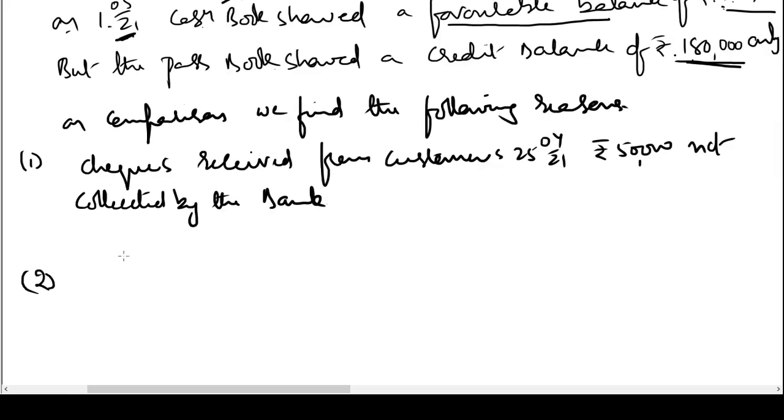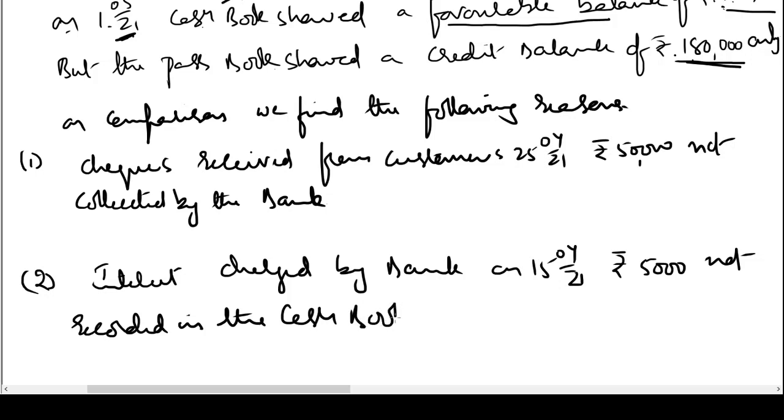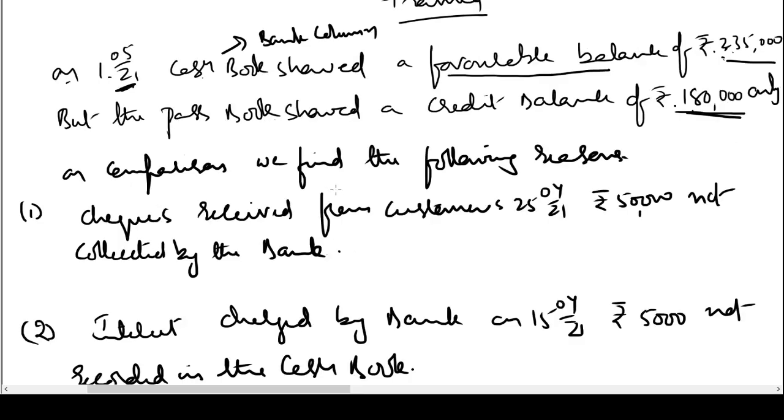Second, interest charged by bank on 15th April 21, rupees 5,000, not recorded in the cash book. So here we have now completed the problem. So here we have a bank reconciliation problem.